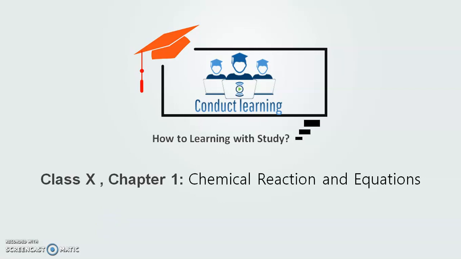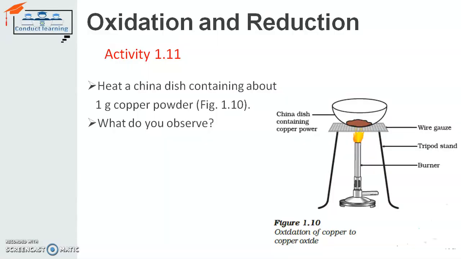So we were at the chapter Chemical Reactions and Equations, the first chapter for class 10 science. Previously we have done the types of chemical reactions: what is a combination reaction, what is a decomposition reaction, what is a displacement reaction, and what is a double displacement reaction. After this we will switch to the next topic, which is oxidation and reduction.